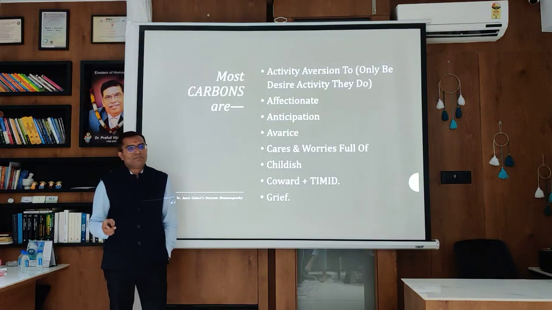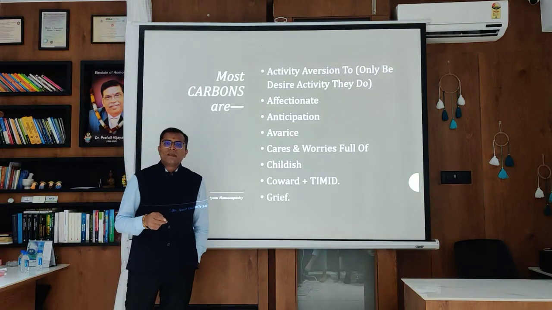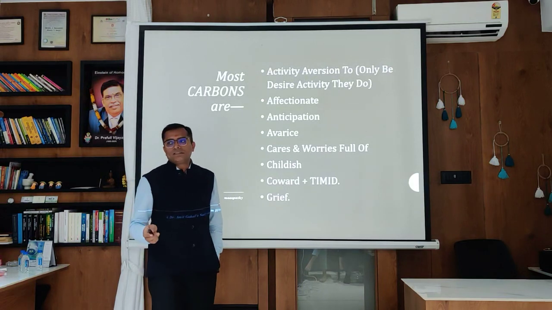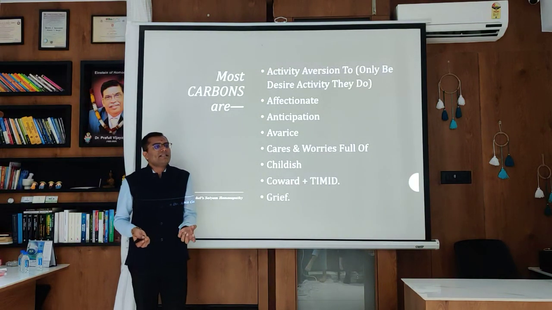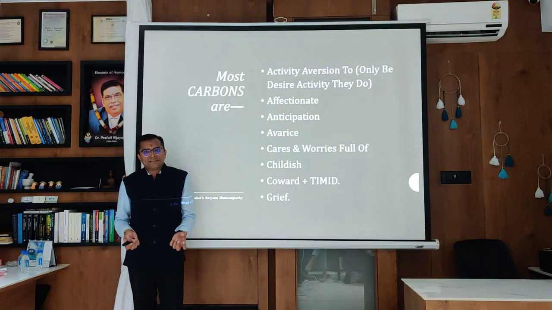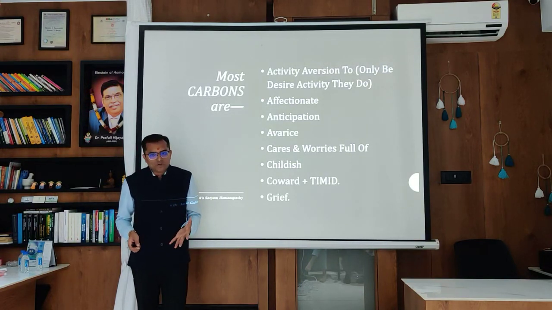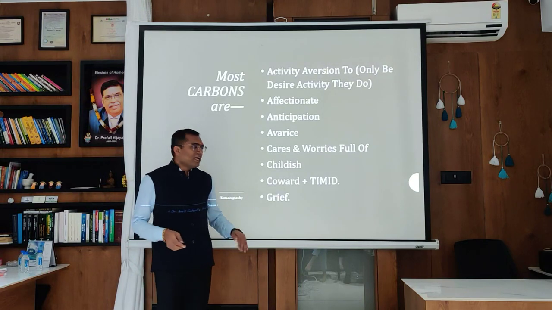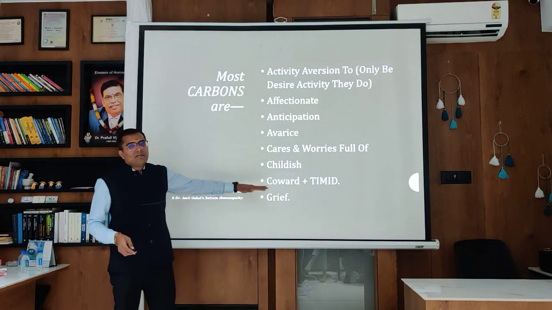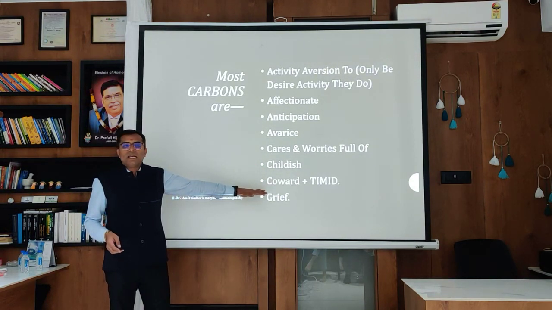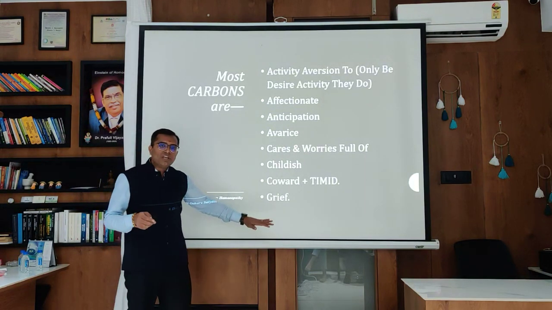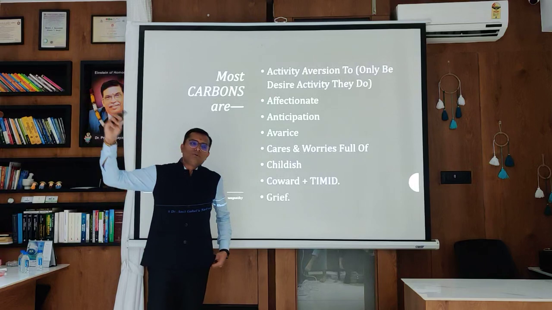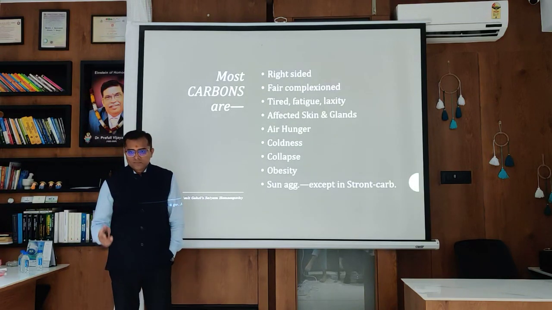They have anticipation in the psoric stage. But when they go into psychosis, they become avaricious because they are accumulating everything. Even dirt they can accumulate. This is avariciousness. They are full of cares and worries. They are childish at the mental level, but their will is very cowardly and timid. At the emotional level, they have a lot of grief. So grief can lead to psychosis.